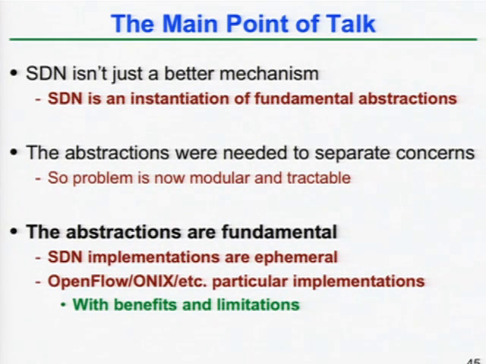We talk about OpenFlow and Onix as particular instantiations. I hope 10 years from now we're on to something else. By God, I hope we've got something better, right? But the abstractions are probably going to remain the same. So this is both familiar and radical. We really didn't need any new mechanisms. If we replaced OpenFlow with MPLS, we would be almost as happy.